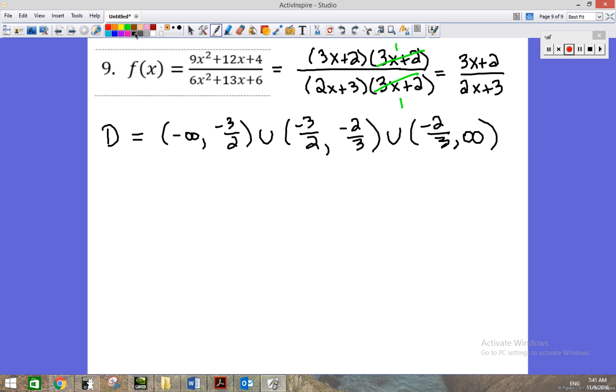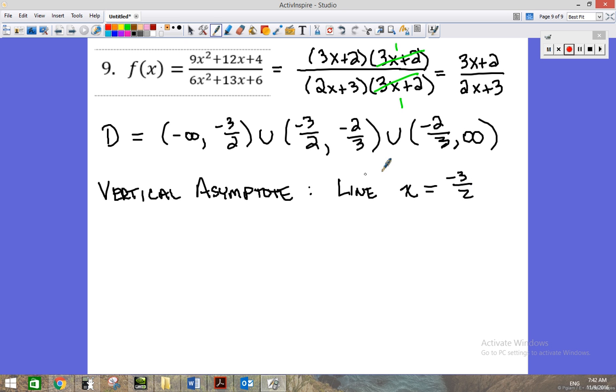That's our vertical asymptote. So our vertical asymptote is the line x equals negative 3/2. The first value that we excluded, because that's the value that if you plug it in here, it causes division by 0. The hole in the graph, the x-coordinate of the hole was the other value, the negative 2/3.